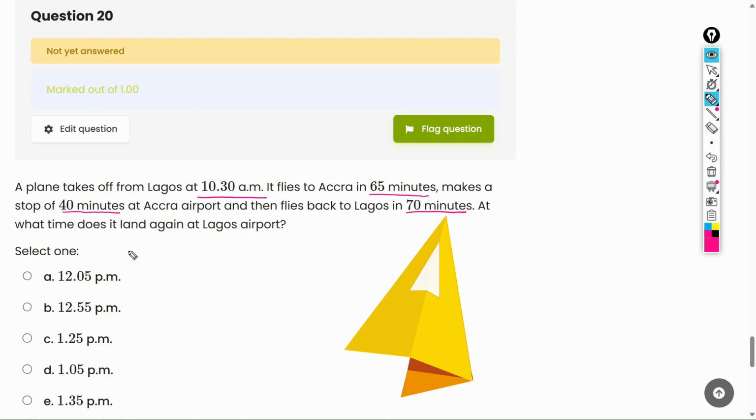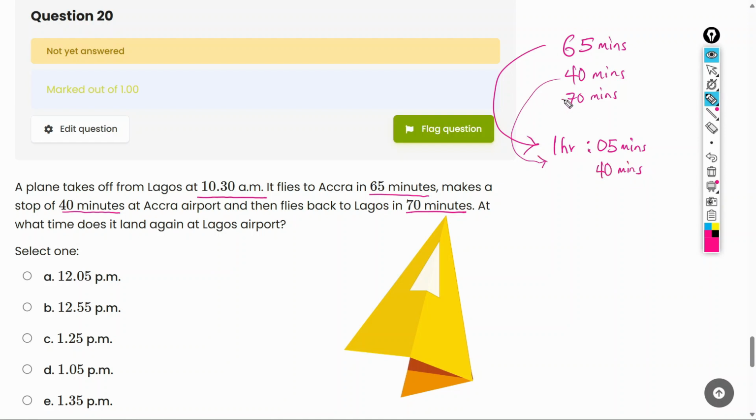So first, we want to put together the total time involved. So that's 65 minutes, 40 minutes, and 70 minutes. Now, it's easier for us here if we just change each of them to hours. So 65 minutes is 1 hour, 5 minutes, because 60 minutes make 1 hour, and then we are left with 5. 40 minutes is the same thing as 40 minutes. And then 70 minutes is 60 plus 10. So that's 1 hour, 10 minutes.